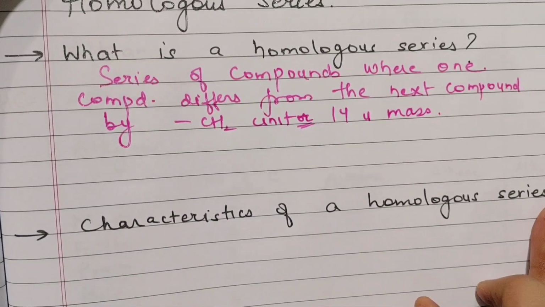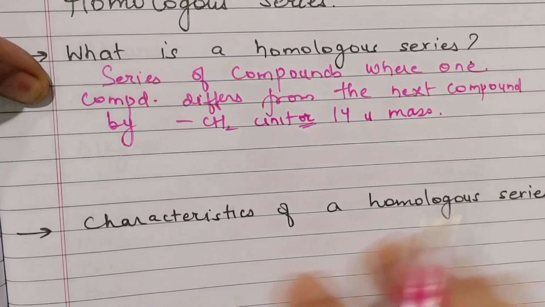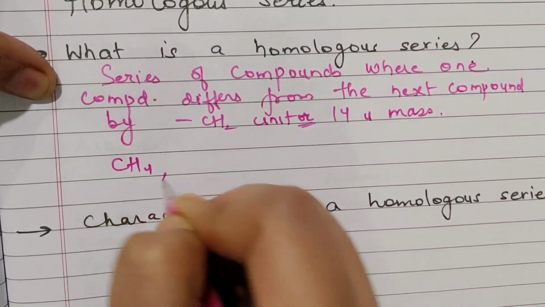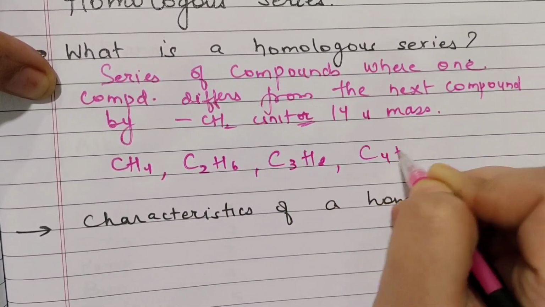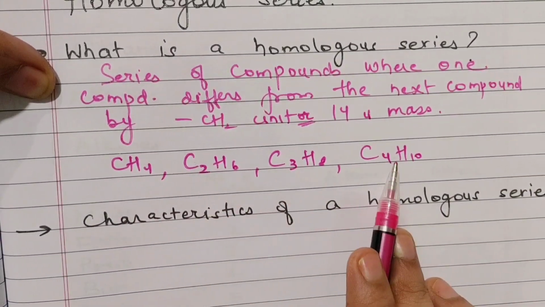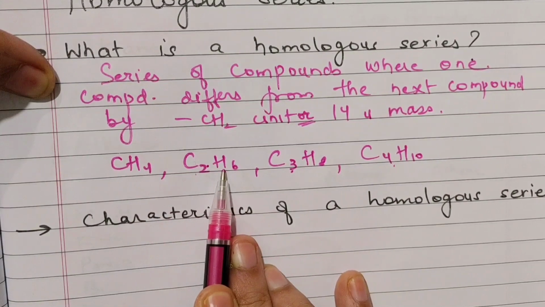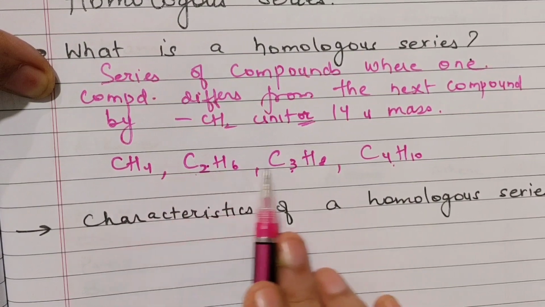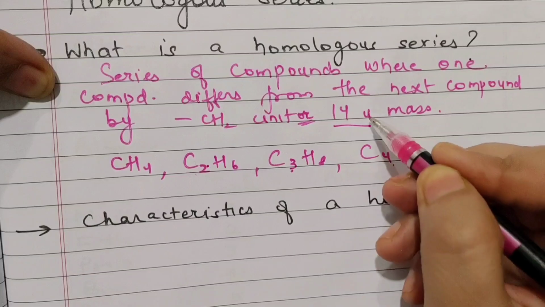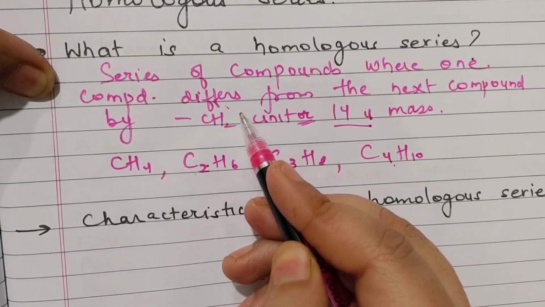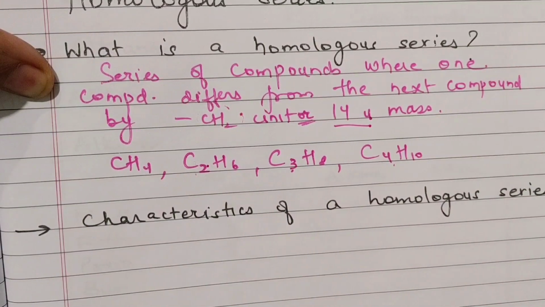Okay, let's see the example. The simplest series, it's a series of compounds, so there has to be at least a few compounds. Let's say we have methane, then ethane, then propane, and then butane. If you notice, they all differ from each other by a CH2 unit. That means one carbon and two hydrogens are extra. So they differ by a CH2 unit and or 14 u mass. This 14 u mass is the mass of the CH2 unit. So this is homologous series. That's it. You just define it and give one example.